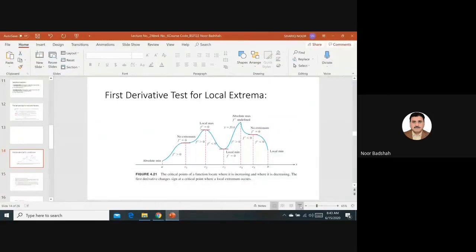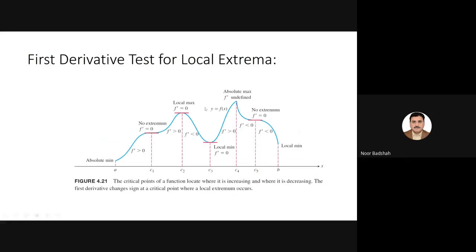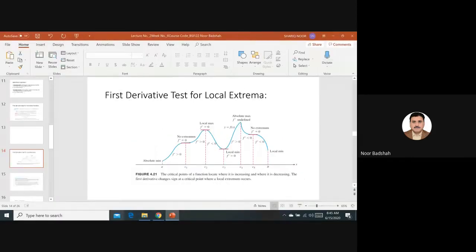Absolute extremes are always local, while local can be absolute as well. You could see from the graph. This is local. Go to another point. This is a local max as well, and this is an absolute max as well. This is a local minimum as well as an absolute minimum. But local is not always absolute.